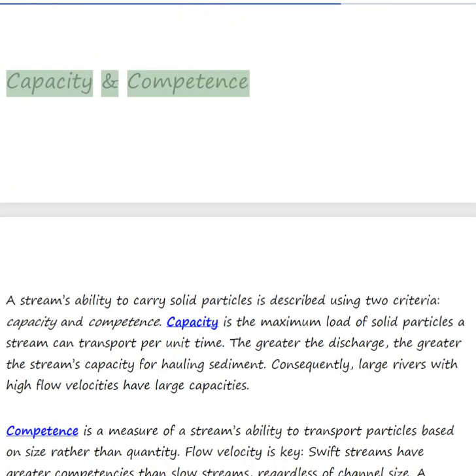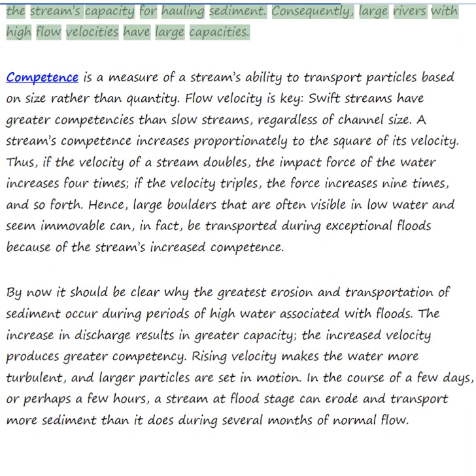Capacity and competence. A stream's ability to carry solid particles is described using two criteria, capacity and competence. Capacity is the maximum load of solid particles a stream can transport per unit time. The greater the discharge, the greater the stream's capacity for hauling sediment. Consequently, large rivers with high flow velocities have large capacities.